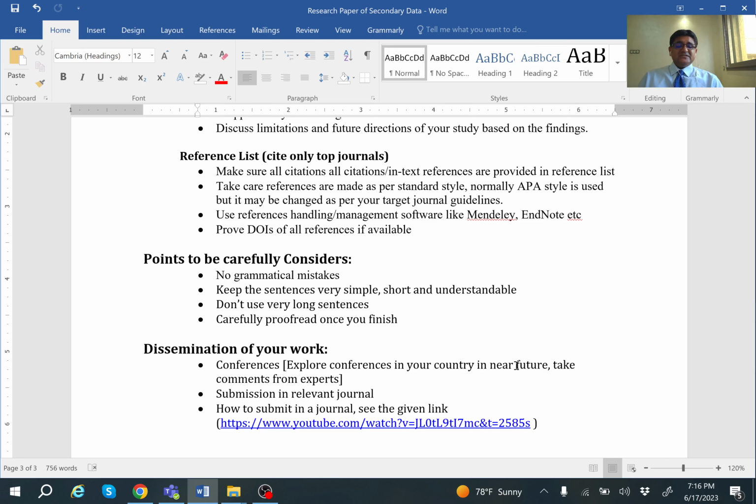For example, if I take the example of Morocco, in July we have conferences in Casablanca as well as in Fez and in Marrakesh. You can explore the websites of universities. There are several conferences, or simply search for conferences in Morocco. Then you can submit your paper to a conference. What is the benefit? You will get comments from experts, and you will be there with the research community.